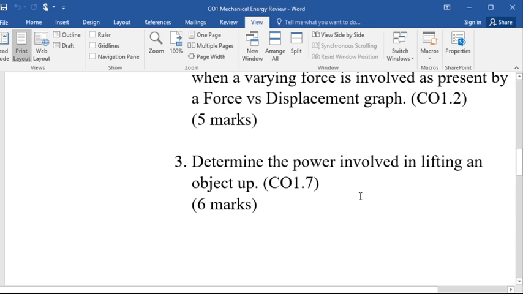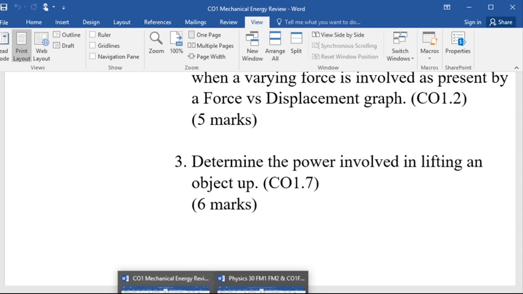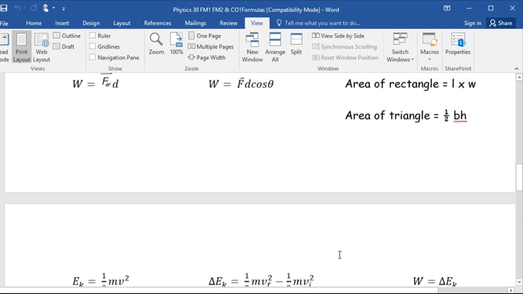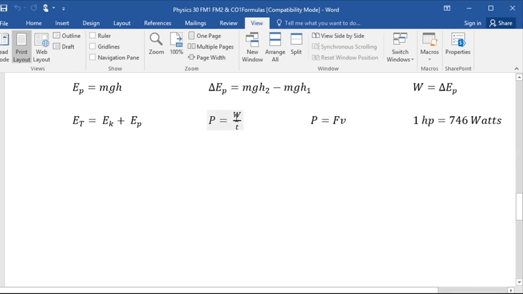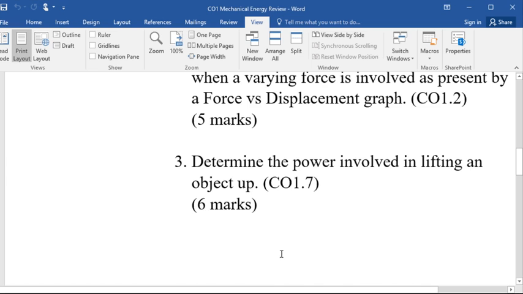Determine the power in lifting something up. If you go through section 1.7, we did examples dealing with that. Again, you're exerting a force equal and opposite to Fg, and of course manipulating the work is equal to force times displacement. And then once we know what work is, divide it by time in seconds, and you should be able to easily get that.